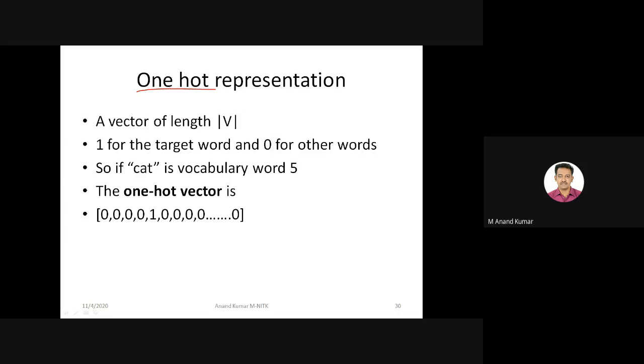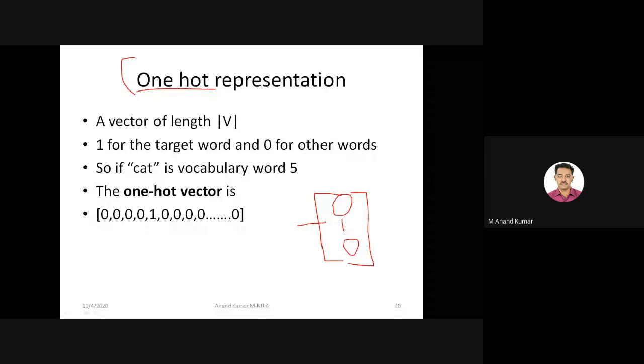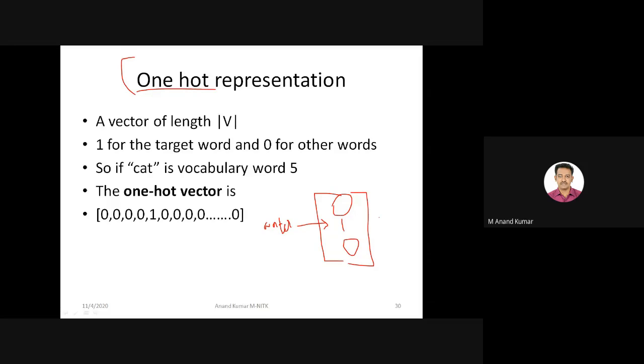What is that one-hot representation? The term says about one hot. At a particular time, only one place is active. That is a one-hot representation. It means that in a vector, one place is active, and all the remaining places are zero. This place says about the particular word. Suppose I'm having the word water. In the place of water, it is 1. All the remaining places in the vector are 0. So it is 1 for the target word and 0 for other words.